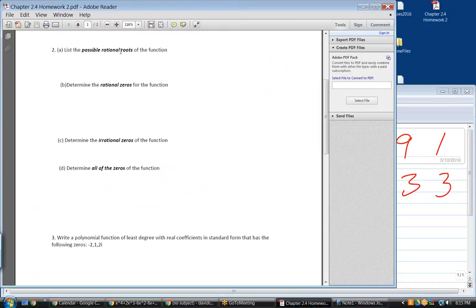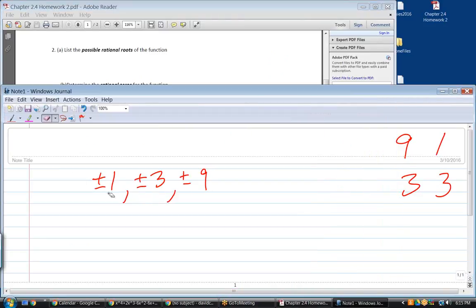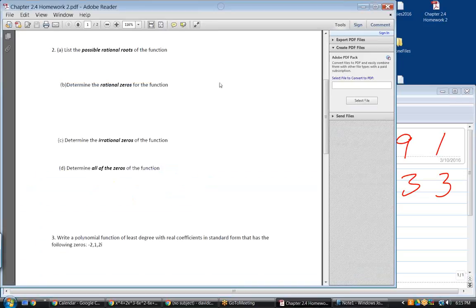List the possible rational roots. So these 6 numbers is how you want to answer that. And notice that is 6 numbers, not 3. Yes, plus or minus. Right. Determine the rational zeros for the function.